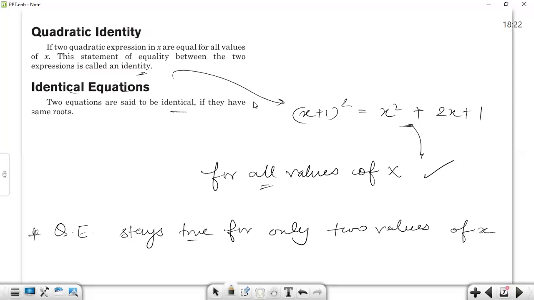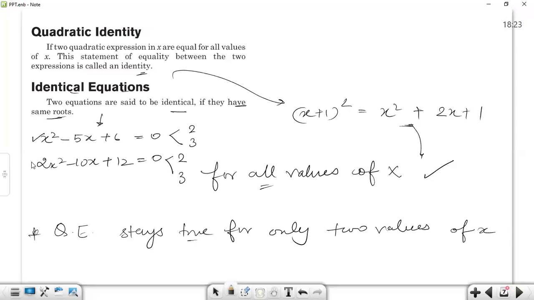So let's discuss identical equations. Two equations are said to be identical if they have the same roots. Let's take an example: x square minus 5x plus 6 is equals to 0, and 2x square minus 10x plus 12 is equals to 0. The roots of this equation are 2 and 3, and the roots of this equation are also 2 and 3. So these two equations are identical in nature.